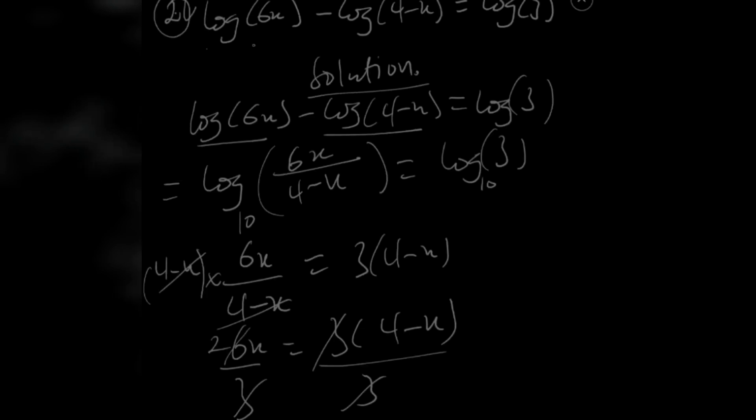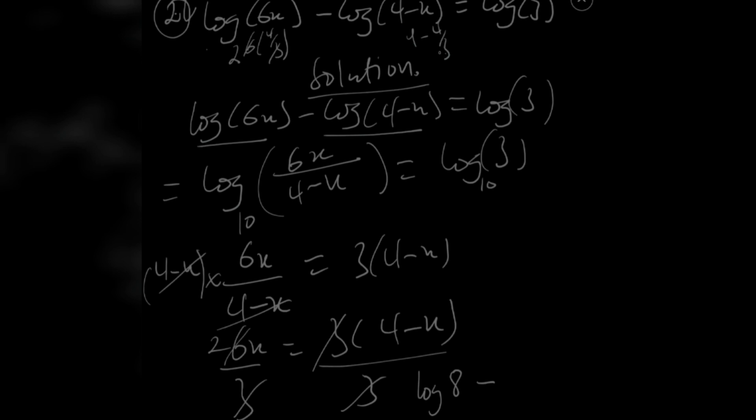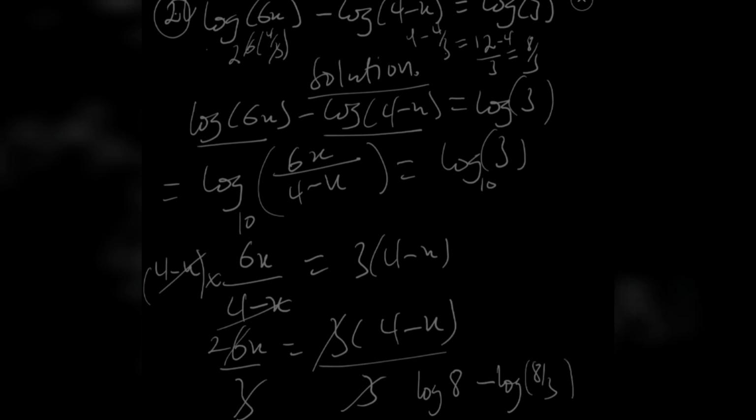X is 4 over 3. Replacing x with 4 over 3 over here, 3 goes into 6 twice, so 2. 2 times 4 is 8. So replacing x with 4 over 3 here gives us 8. So we have log of 8 minus, replacing x with 4 over 3 over here, we get 4 minus 4 over 3. 3 times 4 is 12. So we get 12 minus 4 over 3, which is 8 over 3. So minus log of 8 over 3. Okay, now is equal to log of 3.